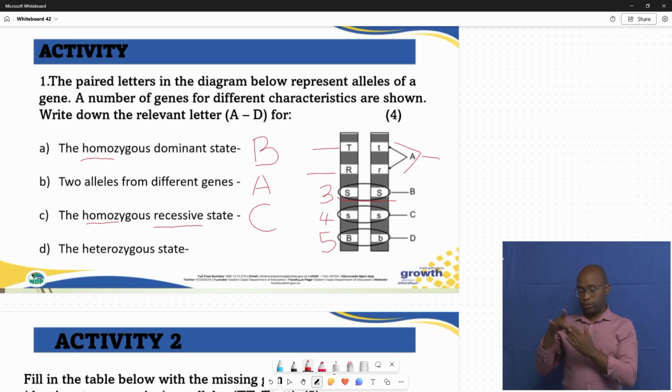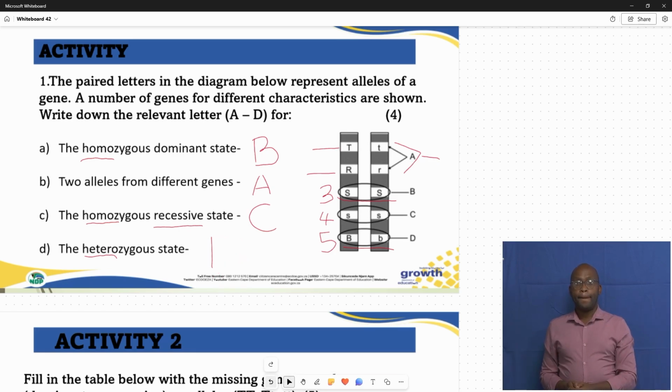And then we look at the last question. It is asking which one is the heterozygous state. Remember, we said that hetero means different. So we are looking for 2 alleles that are different. How are they different? One will be an uppercase letter, the other one will be a small case letter. So it leaves us with D, because it has different alleles. So the correct answer here would be D.